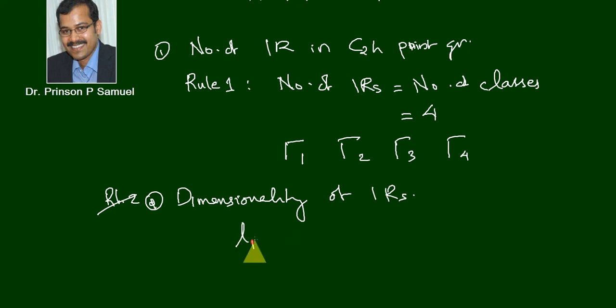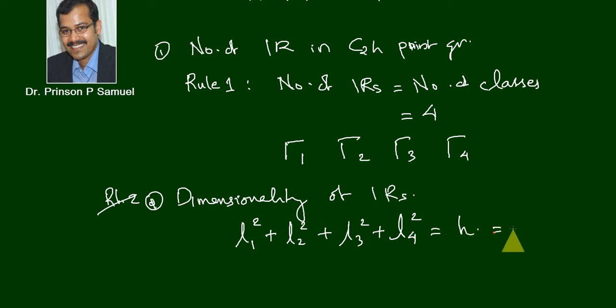Let L1 be the dimension of gamma 1, L2 the dimension of gamma 2, and like that we have L3 and L4. Then this rule 3 says that L1 squared plus L2 squared plus L3 squared plus L4 squared will be equal to h, the order of the group.